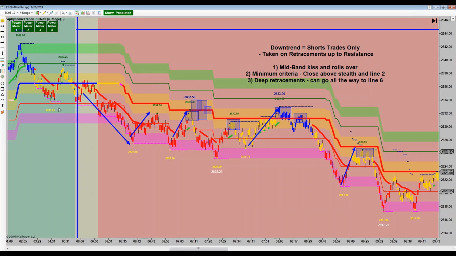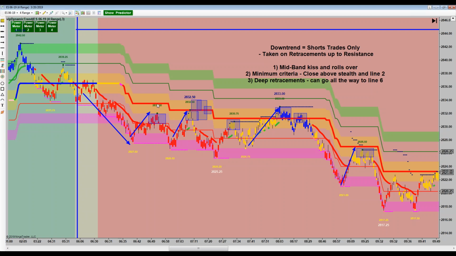So let's go back here. As I get all negative about it, let's keep positive focus. A minimum criteria here would be when a market, per our list here, closes above stealth and line 2. So let me ask you a question. How about these bars right here? Have they closed above the red stealth line and above the red thin line band 2? Is this a legitimate minimum criteria entry trade on the short side, yes or no? Per our criteria.